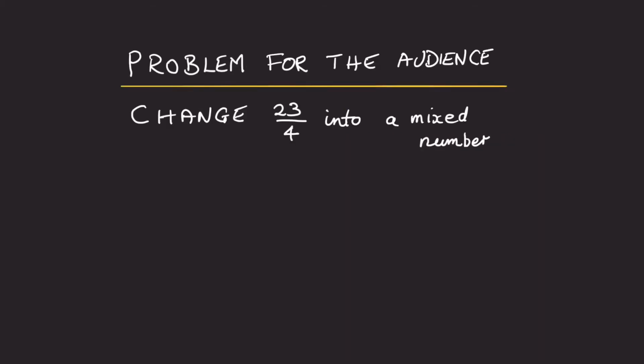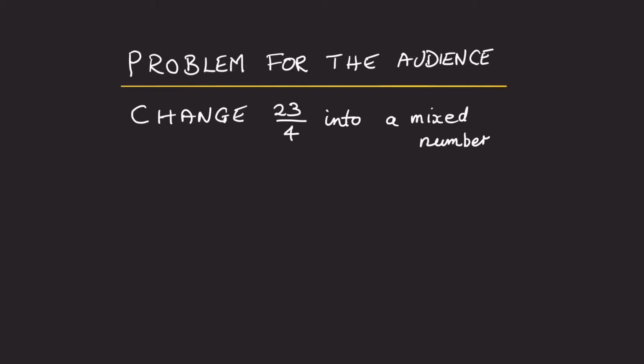So it's now time for you, the audience, to try a problem to test your understanding of what we've done so far. So I suggest you press the pause button on your video and try out 23 over 4 and change it into a mixed number. George will also try it, and we can then compare answers, and hopefully you will have got the same answer as George, and we can then move on to the next stage.